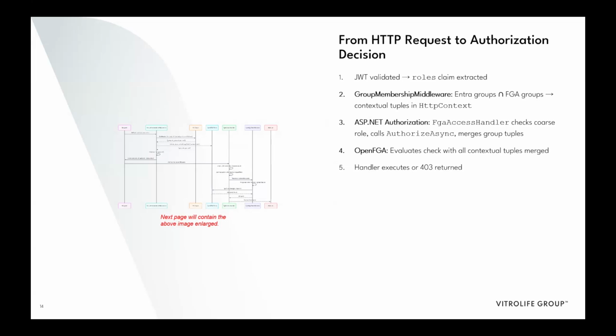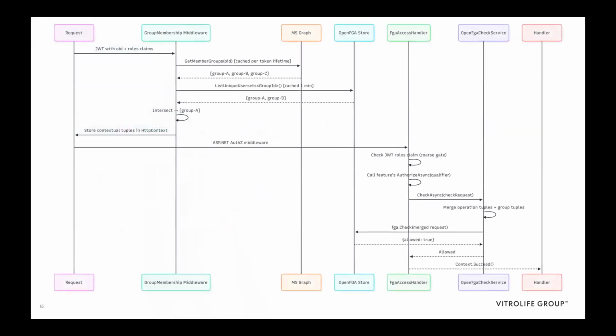Then we have the FGA access handler that checks that the coarse-grained roles exist in the token. And if they do, we call the authorize async, where we also merge the authorize async contextual tuples with the group tuples. And then OpenFGA evaluates and gives us an allowed or not. And high level, it looks something like this.